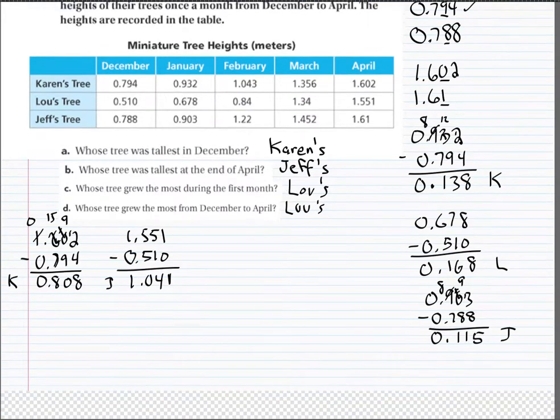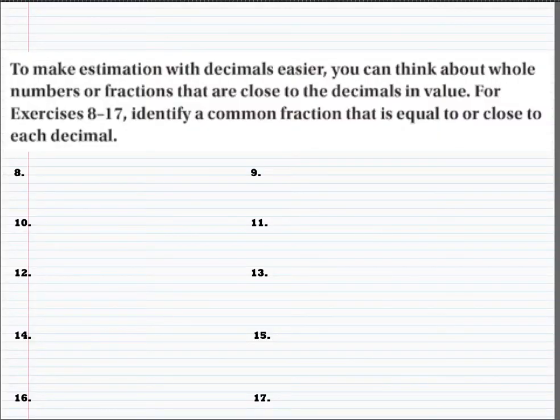All right, moving on. The next section asks us to make estimation with decimals easier. You can think about whole numbers or fractions that are close to the decimals in value. For example, in exercises 8 to 17, identify a common fraction that is equal to or close to each decimal. So for number 8, we are given this. And this is a matter of you knowing your benchmark fractions. So this is 2/10, and if I write that as a fraction, it's 2 over 10, which reduces to 1/5. So that's the benchmark fraction we were looking for there.